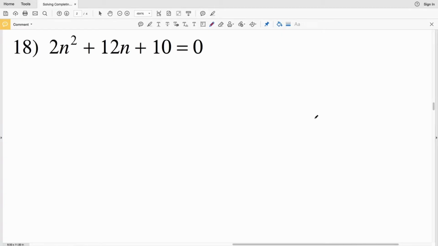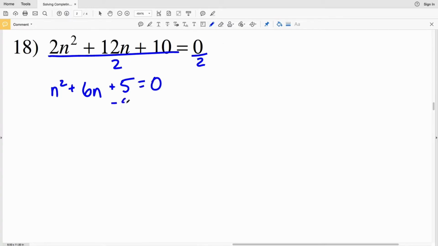Continuing on to number 18, I'll start by dividing everything by 2. So dividing my left-hand side by 2 and dividing my right-hand side by 2. Dividing each of those terms by 2, 2n squared divided by 2 is 1n squared, or simply n squared. 12n divided by 2 is 6n, and 10 divided by 2 is 5. And that's all equal to 0 divided by 2, which is 0. So now I'll subtract 5 from both sides, moving my constant to the other side of the equation. So I'll have n squared plus 6n equal to a negative 5.